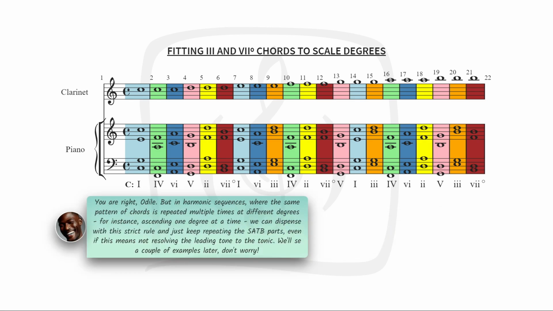You are right, Odile. But in harmonic sequences, where the same pattern of chords is repeated multiple times at different degrees, for instance, ascending 1 degree at a time, we can dispense with this strict rule and just keep repeating the SATB parts, even if this means not resolving the leading tone to the tonic. We'll see a couple of examples later, don't worry.